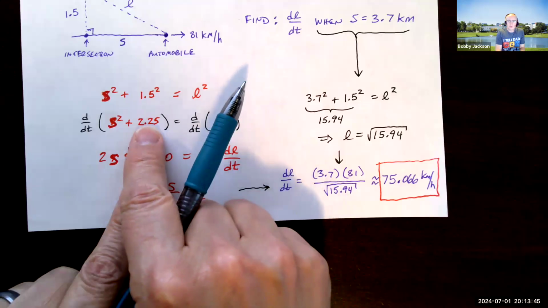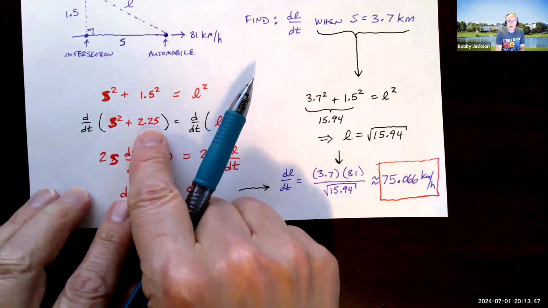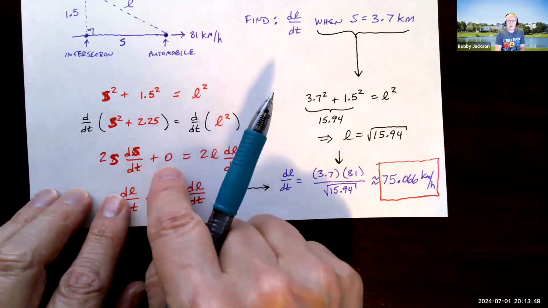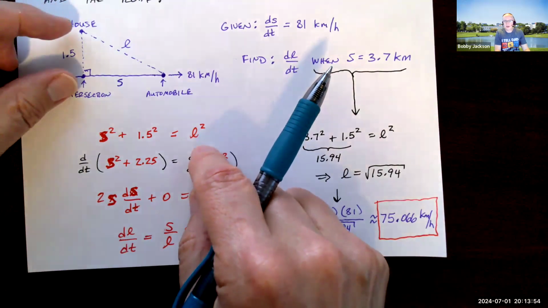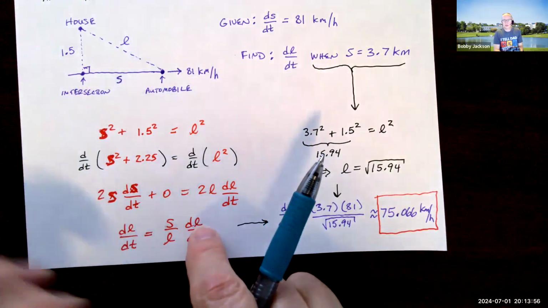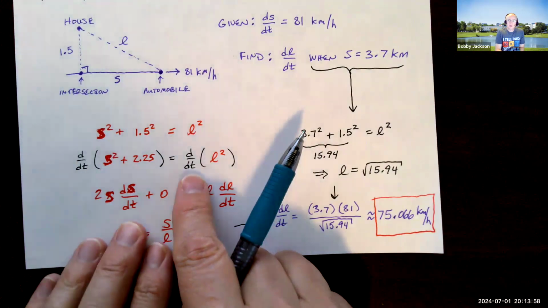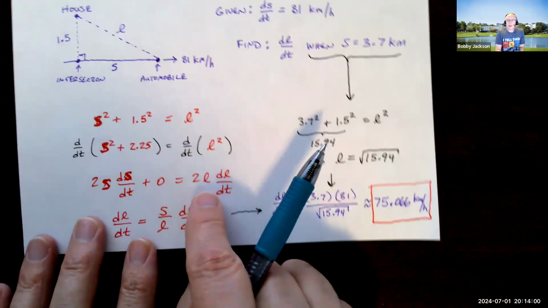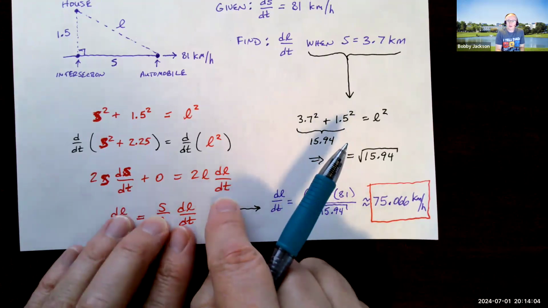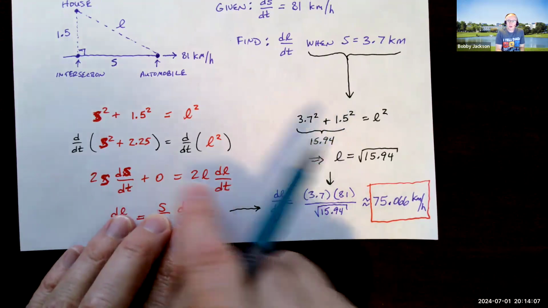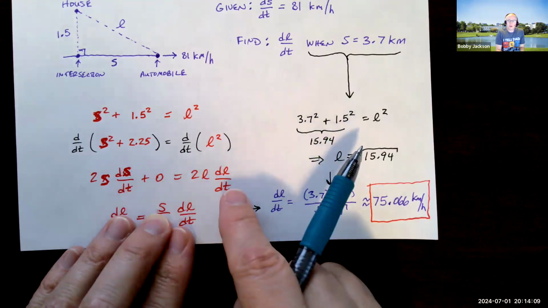What about the derivative of 2.25? Well, that's a constant, and therefore the derivative is 0. That distance there doesn't change. S and L, those distances do change. Similarly, on the right, the derivative of L squared by the chain rule is 2L, derivative of the outer function, times dl dt, derivative of the inner function. So this is my related rates equation here.